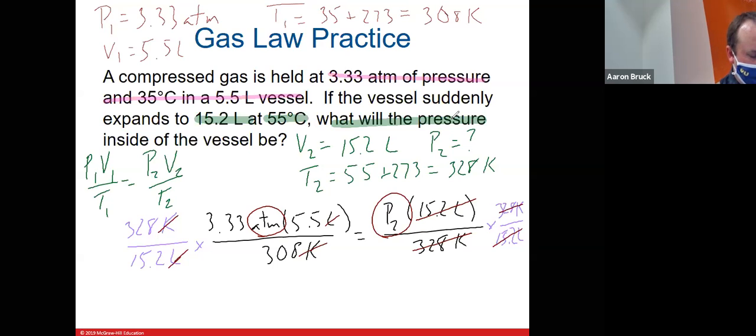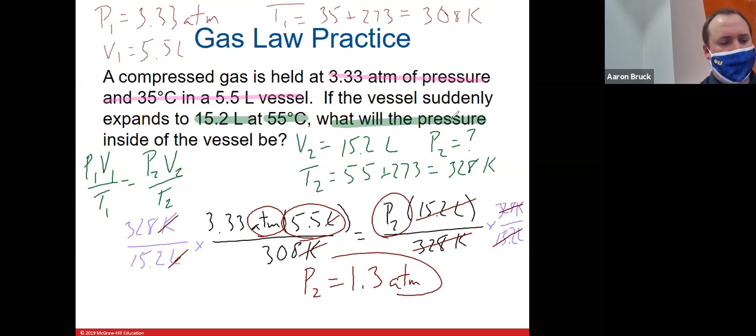328 multiplied by 3.33 multiplied by 5.5 divided by 15.2 and divided by 308. To two significant figures this time, since there are only two in this volume, I get P2 at 1.3 atmospheres.